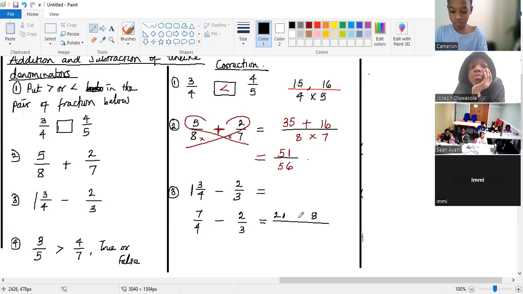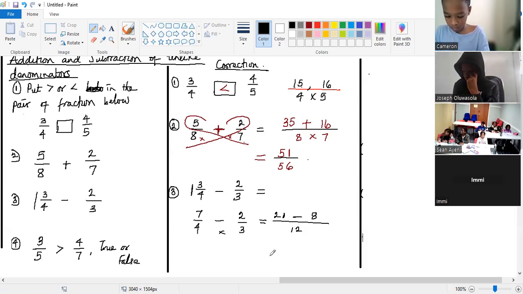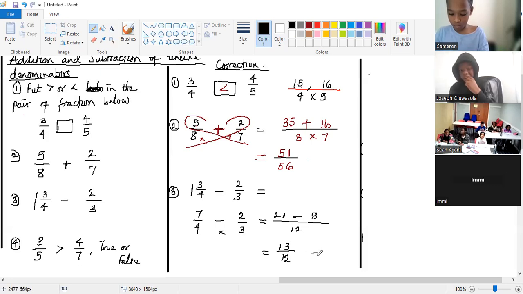So what sign will be in between? Minus. What about the denominator? The denominator is 12. So if you minus 21 and 8, that will give you 13. 13 over 12. That's an improper fraction, so you have to do 1 whole 1 over 12. Amazing.